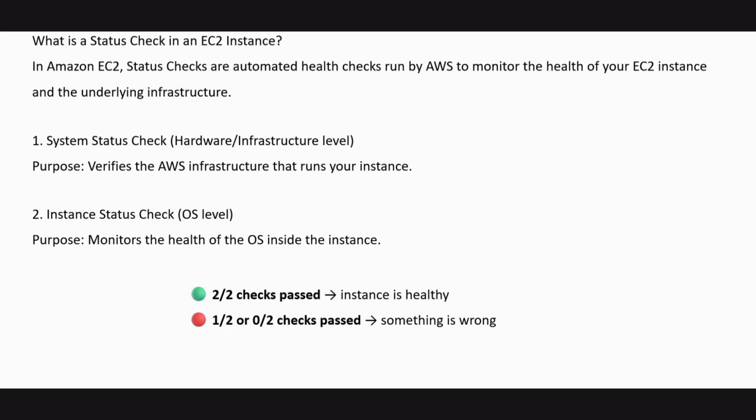So in the virtual servers, the OS has good health or not, like a health checkup for the OS, and the hardware checkup for the server. I mean, the virtual server is nothing but a system status check. These are the two status checks in an EC2 instance. If both status checks pass, the instance is healthy. If one or none passes, something is wrong. This is what I wanted to mention.